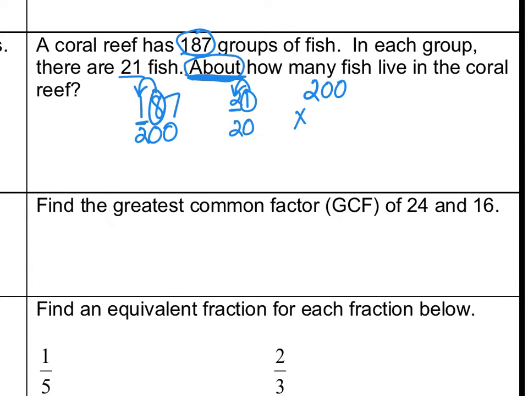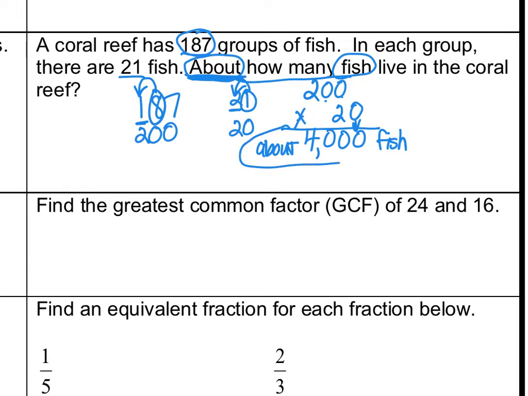And we know this has lots of zeros, but we'll just let that 1 0 hang off on the bottom number, bring it straight down. Now we're going to pretend like it's not there. 2 times 0 is 0. 2 times 0 is 0. 2 times 2 is 4. And so this is our estimated answer. It says about how many fish live in the coral reef. So we're going to say about 4,000 fish. And that is our final estimated answer.